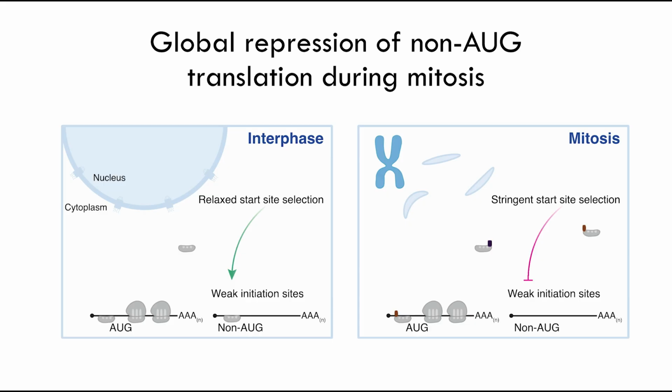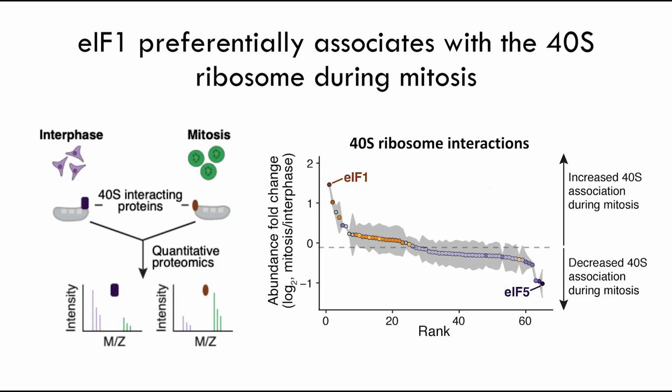And so these data really suggest that there's some switch as the cells enter mitosis that's causing the preferential repression of these weak non-AUG start sites. So I hypothesized that there was probably a protein that interacts more or less with the initiating 40S ribosome that can explain this change. To identify this protein, I purified the 40S ribosome from interphase and mitotic cells, and I used quantitative proteomics to compare interactions. Two proteins really stood out. EIF1 preferentially interacts with the ribosome during mitosis, and EIF5 less.